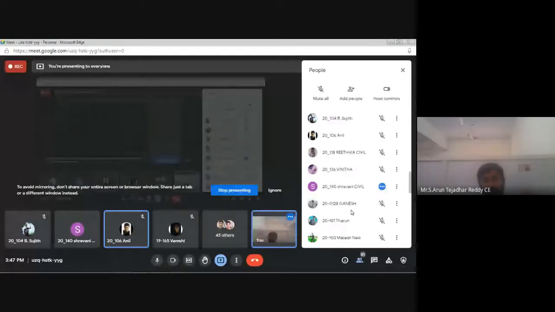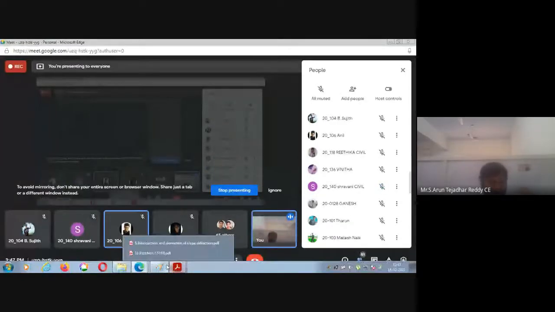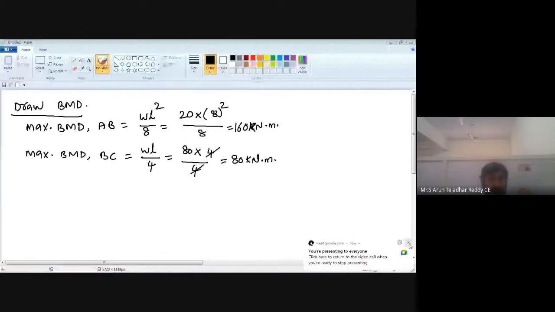Okay. So the shape of the maximum bending moment for AB is parabolic. Why? Because it is a UDL. Next.